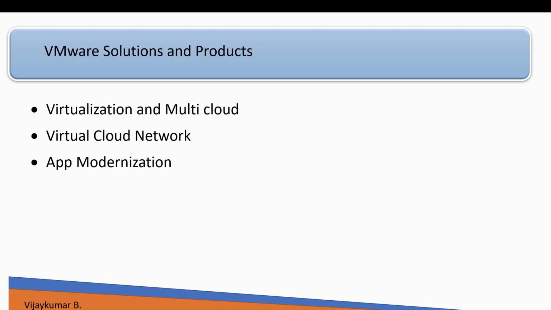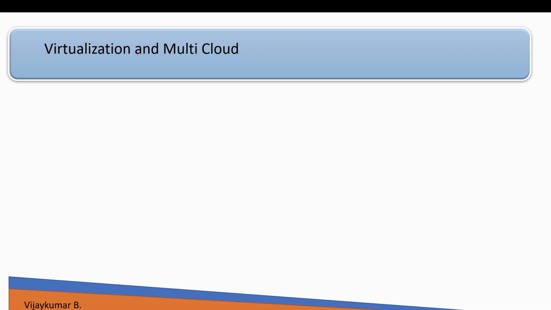I'm not going to discuss anything deep in each product line. I'm just going to give an overview of what products and solutions are available, and then a brief note about those products and solutions. The first category we have taken up is virtualization and multi-cloud.